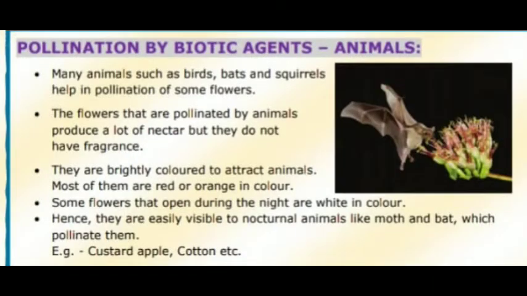Now we'll see the second one, through animals. Many animals such as birds, bats and squirrels help in pollination of some flowers, including human beings also. The flowers that are pollinated by animals produce a lot of nectar, but they do not have fragrance. Fragrance means smell. They are brightly colored to attract animals. Most of them are red or orange in color.